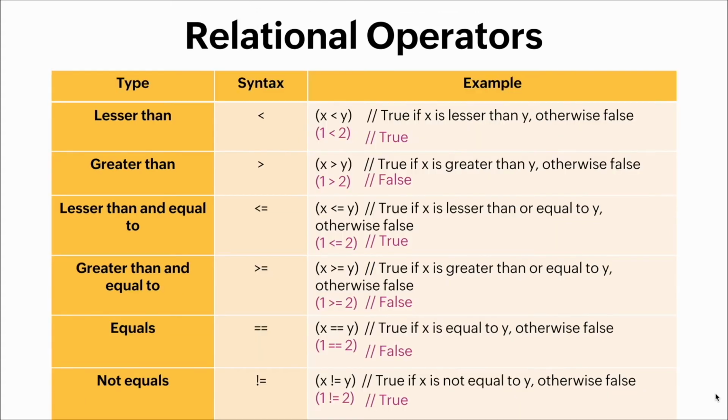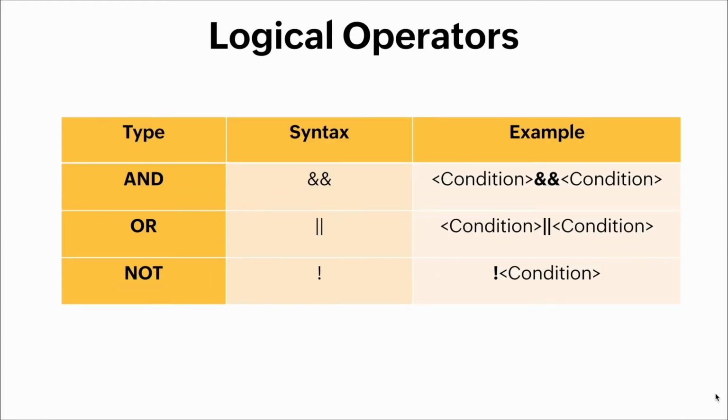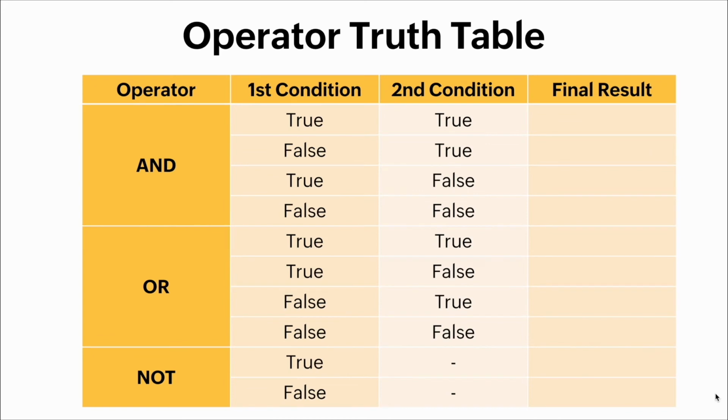Now here we have a table with relational operators. We have the lesser than, greater than, lesser than or equal to, greater than or equal to, equals and not equals operators. Now here we have a table with logical operators. We have the and, or, and not operators. And here we have the operator truth table with the operators of and, or, and not.